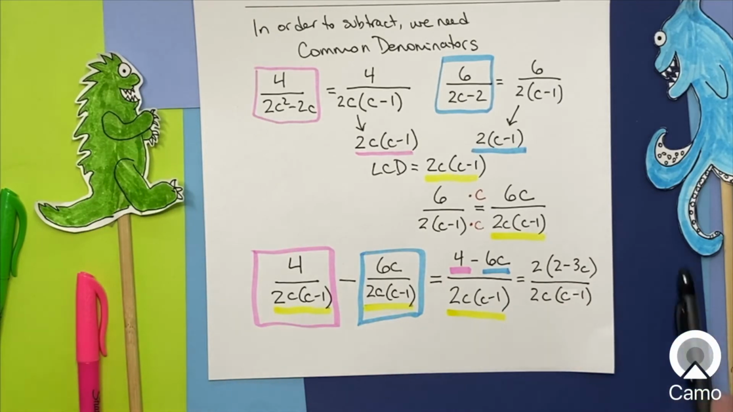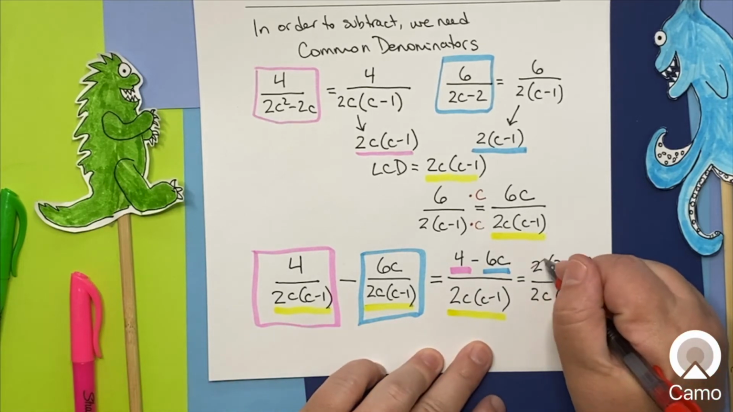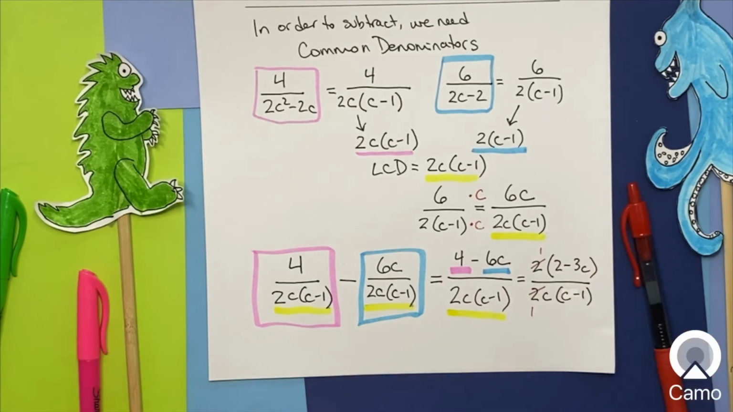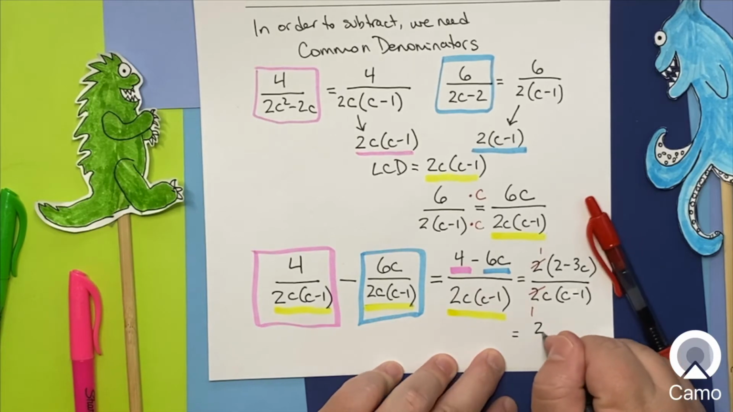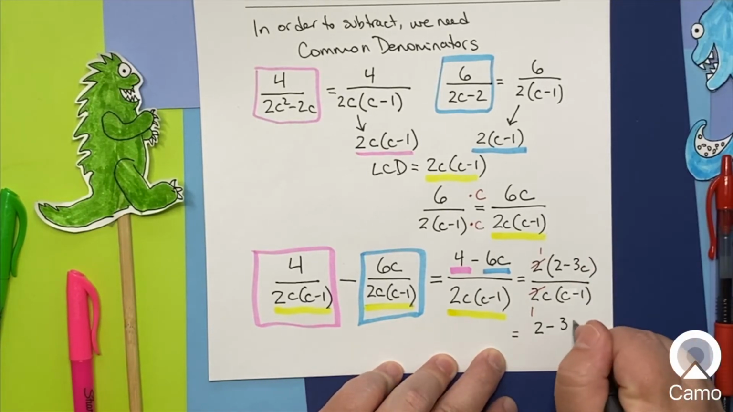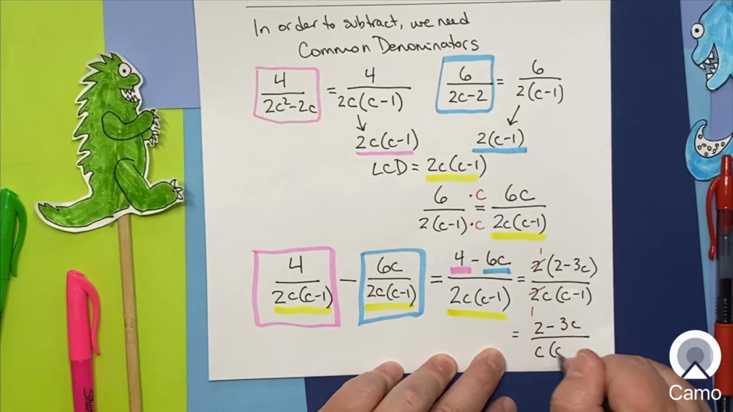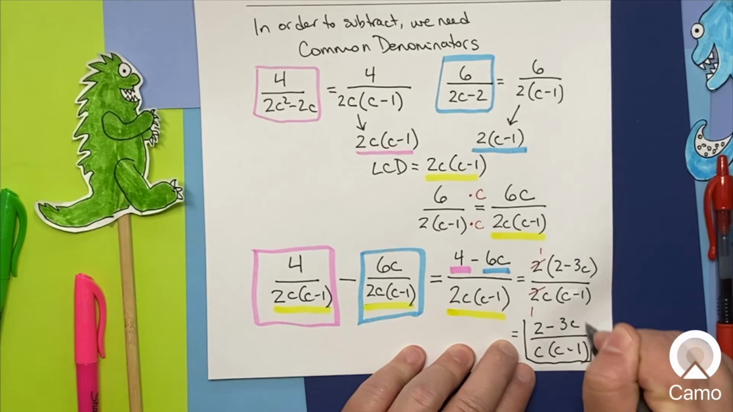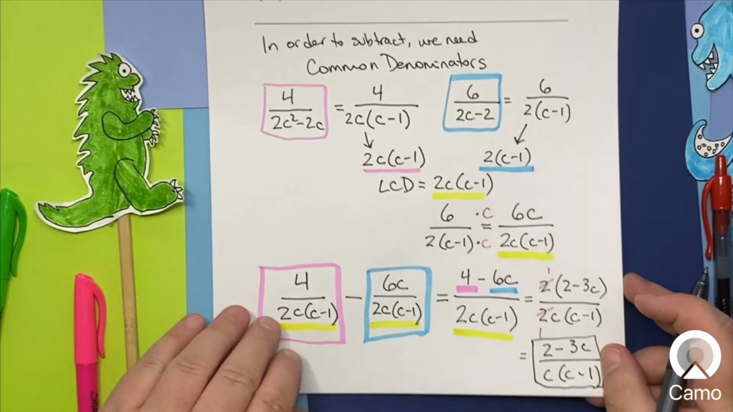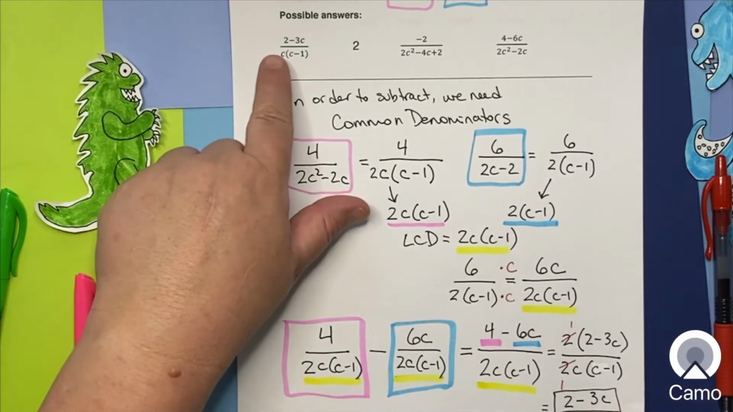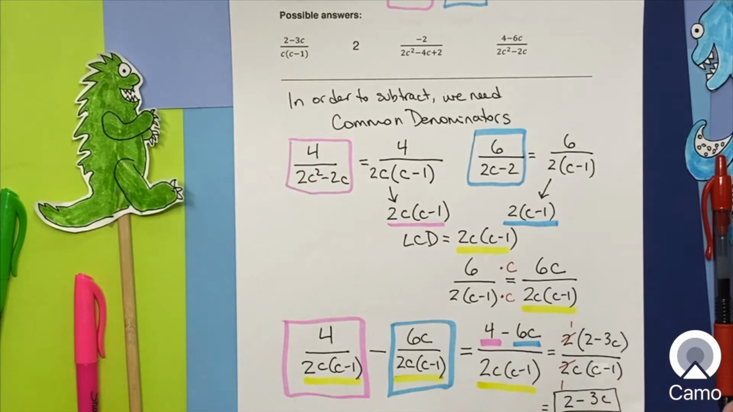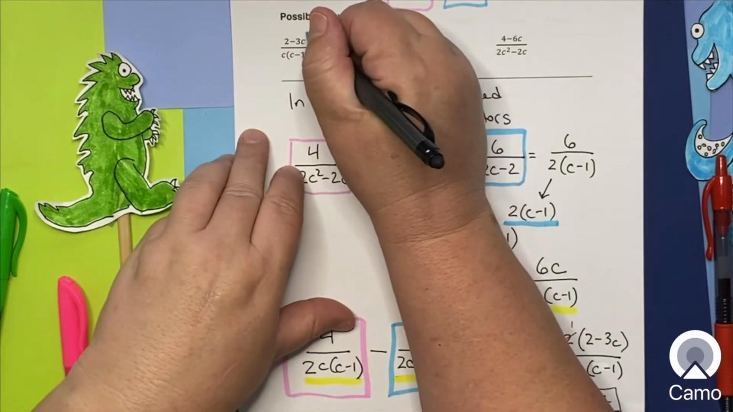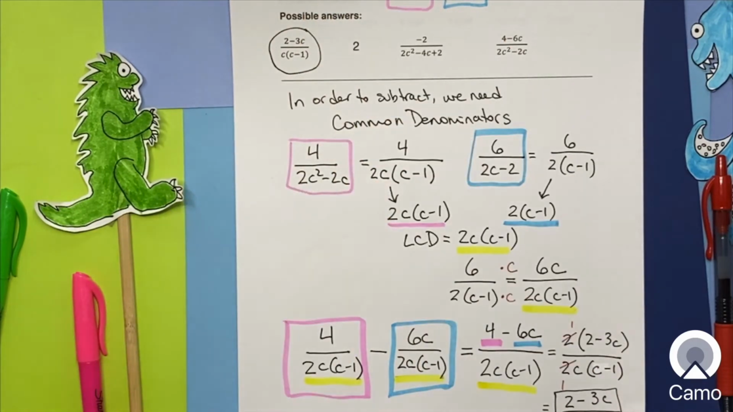Can I reduce anything? The answer is yes, I can. I can reduce this 2 with that 2. And then I get 2 minus 3c on top and c times the quantity c minus 1 on the bottom. I'm very excited. Are you excited? I can tell you're excited. Look what's right there, the very first one. Quelle surprise. Am I correct? Who would have guessed that it would be the first one? Just because I haven't mixed up any of the other answers.